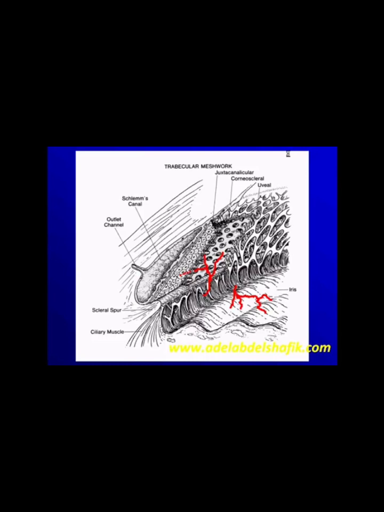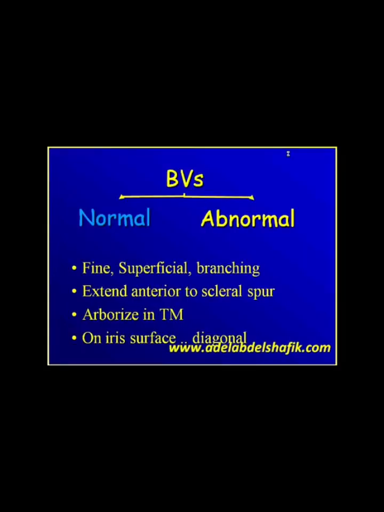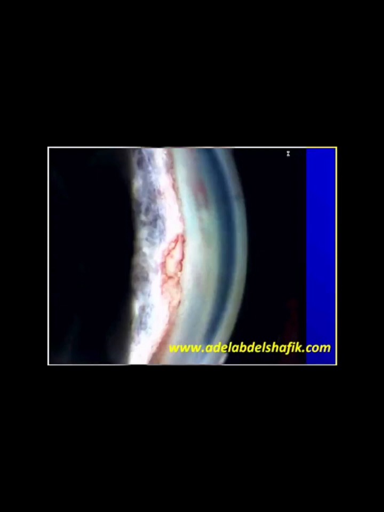These are the abnormal vessels. They arborize, they run diagonally, they can extend anterior to the scleral spur. If they are on the surface of the iris, they are diagonal, like here.